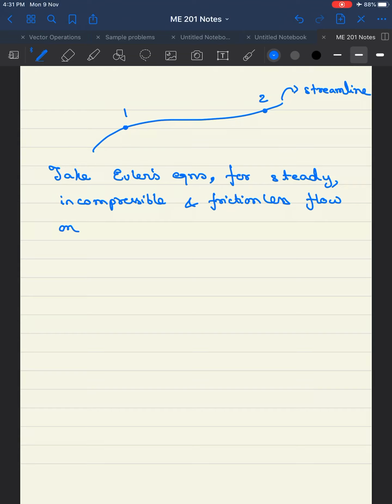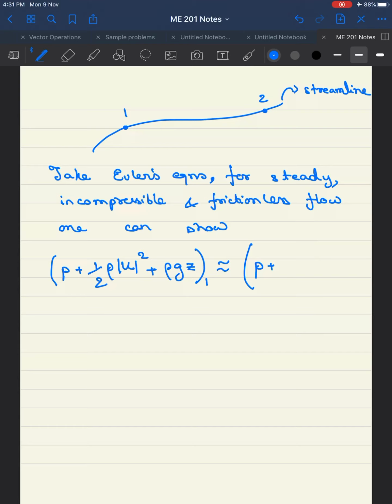One can show that between points 1 and 2 of a streamline, p plus half rho |u| squared plus rho g z1 is equal to p plus half rho u squared plus rho g z2 when evaluated at point 2. Here z is basically this way, so this is z and gravity is down, and this equation is often called Bernoulli's equation.